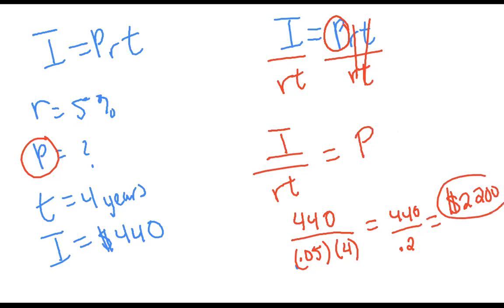So I started off with $2,200, and after 4 years, I earned $440 of interest because my rate was 5%. That seems to make sense to me, right? So that's how I know that that could potentially be a correct answer. But yes, $2,200 is my principal.